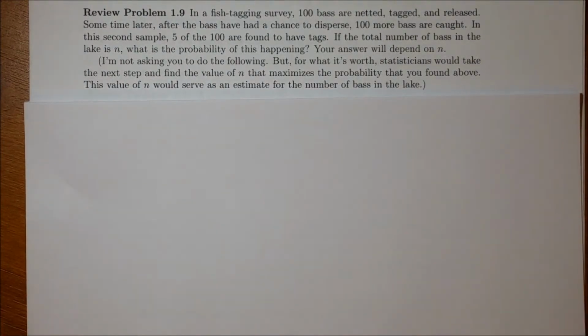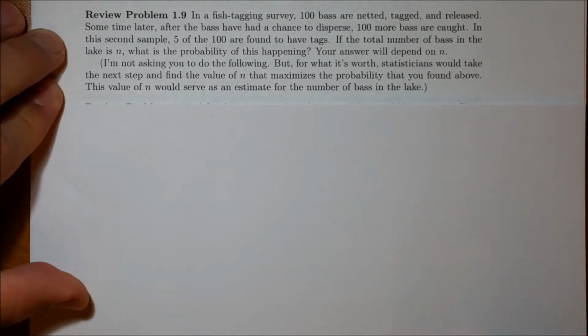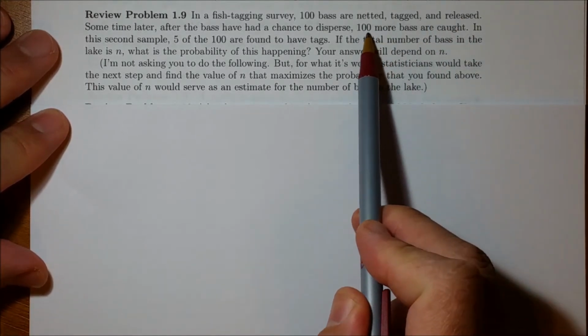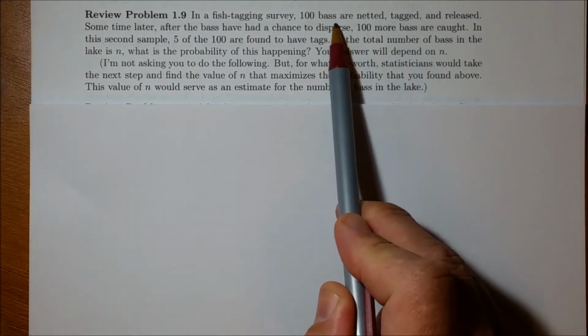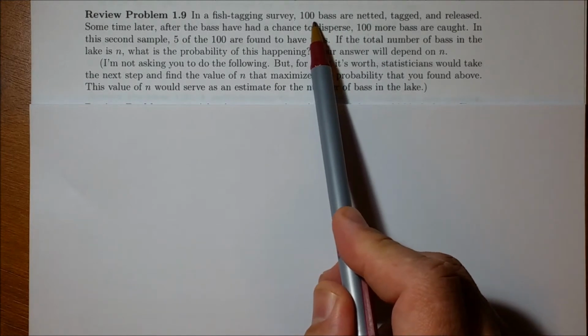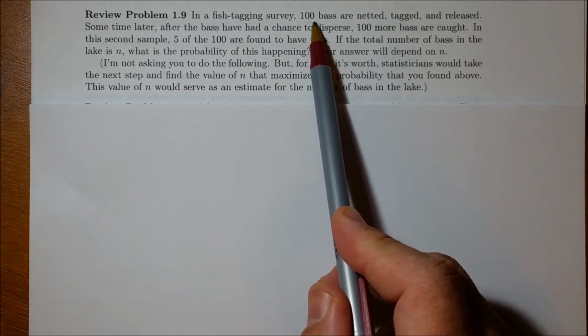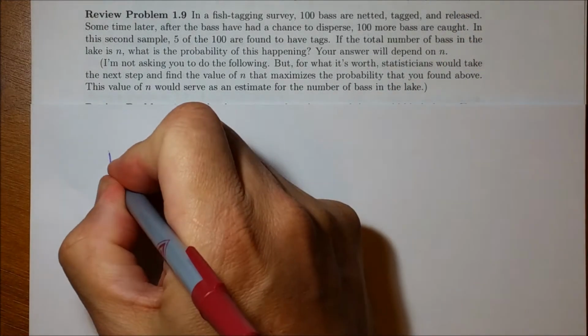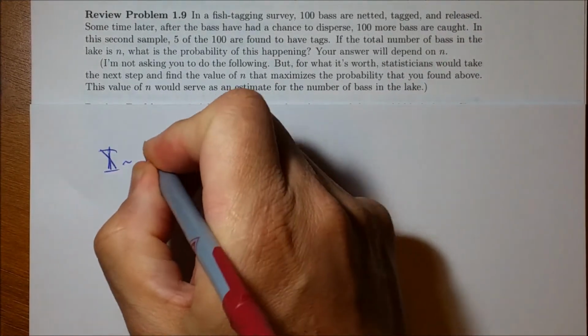So this problem here, problem 1.9, is an example of the hypergeometric distribution. So there are basically 100 good fish in the lake. There are 100 fish that are tagged. So these are the good ones, and then all the other ones are the bad ones. And so the question looks for, so x is going to be hypergeometric.